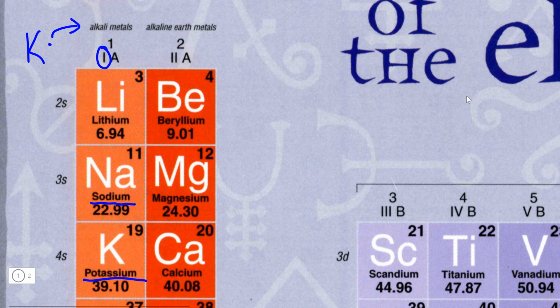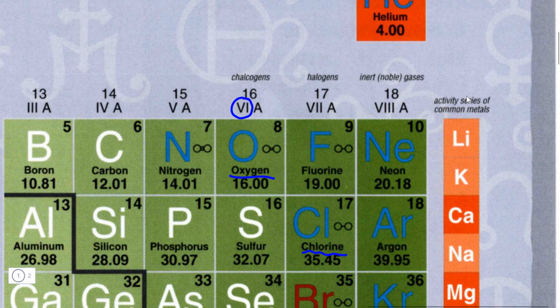Losing one valence electron is easier than gaining 7, and when potassium loses one valence electron, it will have a charge of positive 1. Conversely, oxygen being in group 6 means that oxygen is going to have 6 valence electrons, meaning that gaining 2 electrons is easier than losing 6 in order to get a full valence shell, and that will give oxygen a negative 2 charge.